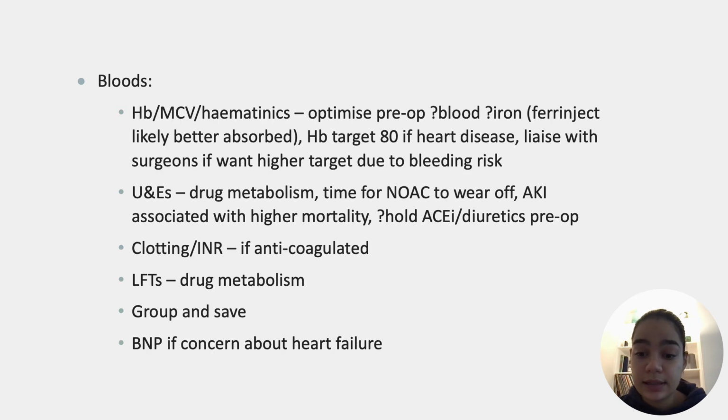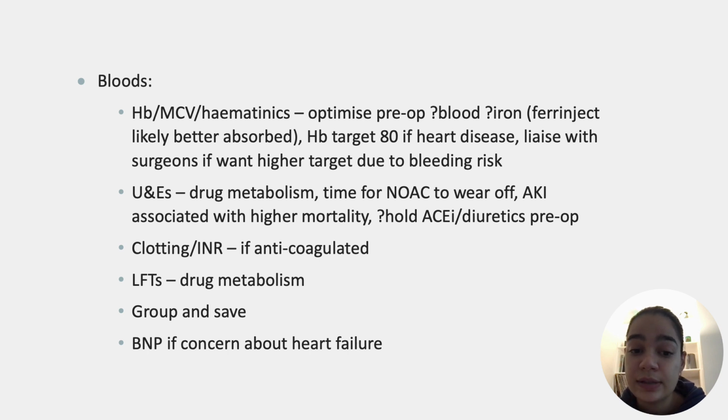And so what bloods does a patient need? In an OSCE situation, you really want to justify which bloods the patient is needing rather than just rattling off a list. So your full blood count would have your HB, hematinics, MCV, and you really want to optimise their haemoglobin level pre-operatively. So if their haemoglobin is below a target of 70 or 80 in the case of heart disease, are you going to want to transfuse the patient?